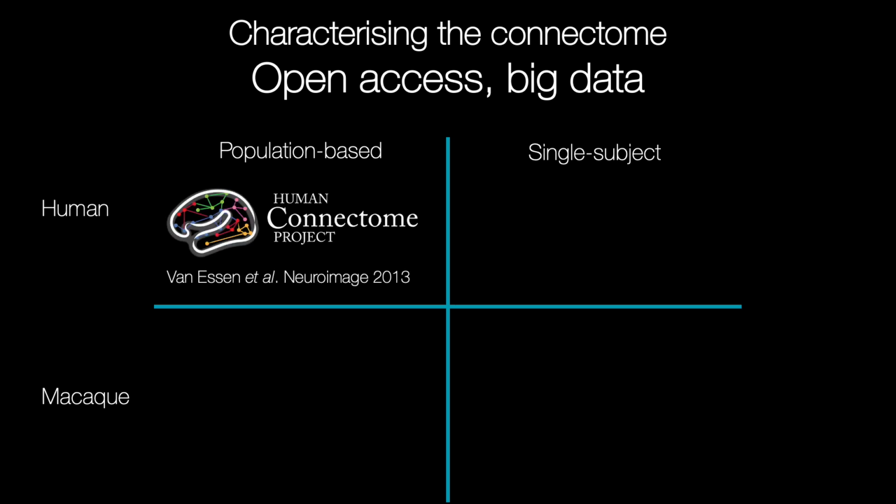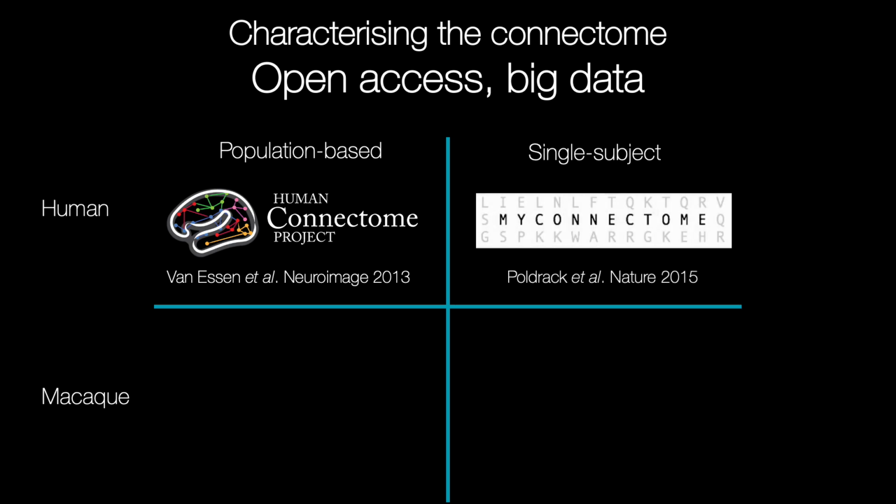Firstly, it can look across the population for multi-subject variability, such as in the 1,200 participants scanned in the Human Connectome project. Alternatively, big data can act to characterise a single brain in exquisite detail, a beautiful example of which being the MyConnectome project, where a single subject was scanned 3 times a week for over 50 weeks.